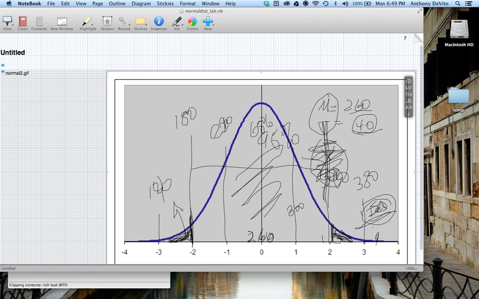So the percentage of players hitting below 180 is likely to be 2.5%, right? Roughly 2.5%, not exactly, but roughly 2.5%, because this is an estimate.